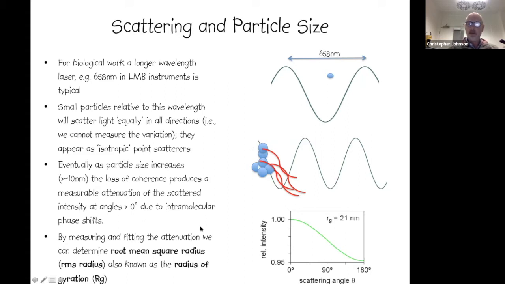By measuring and fitting the attenuation that we see, we can also extract a parameter, which is the root mean square radius of a particle. This is also commonly known as the radius of gyration. If you look here, for a laser of our wavelength, a particle which has a root mean square radius of 20 nanometers produces about 5% attenuation of intensity over a 180 degree angle. So this reflects the fact that particles which are smaller than 10 nanometers will attenuate the scatter, but to a level that we're really unable to quantify.